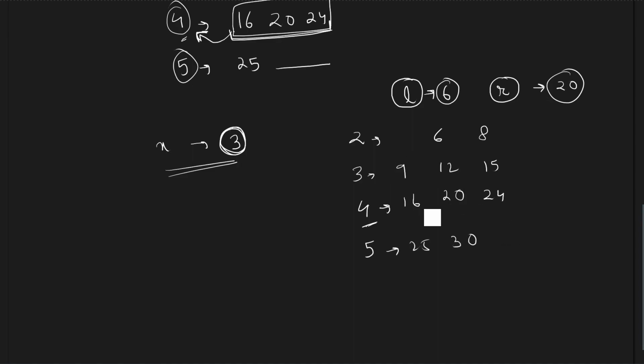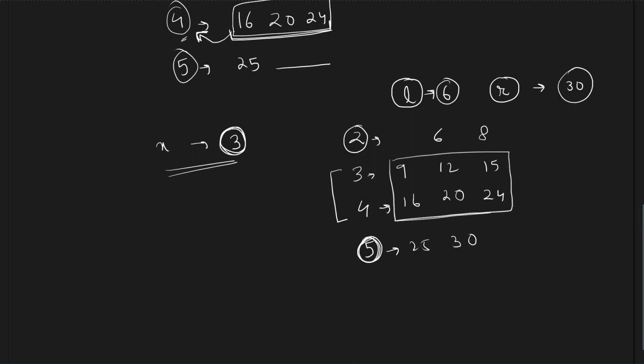So for example, if the value of R was, let's say, 30, then the square root of L, that is 6, would be 2, and the square root of R, that is 30, would be 5. Again, all the numbers between these two numbers are always complete. That means all these numbers are present in our range and they are luxurious numbers.